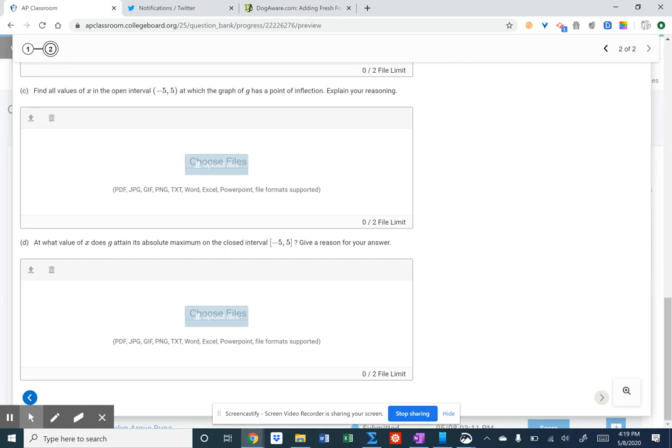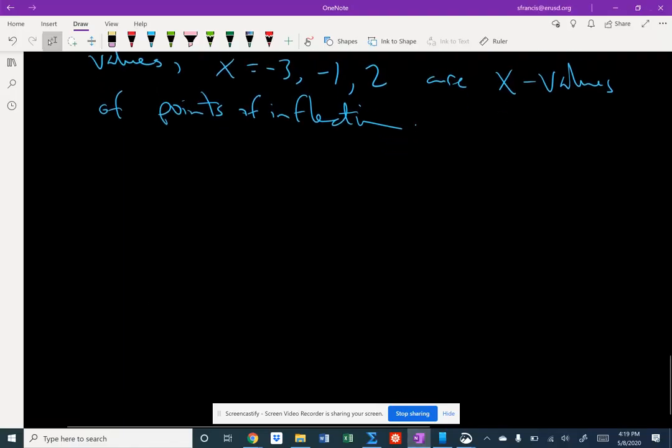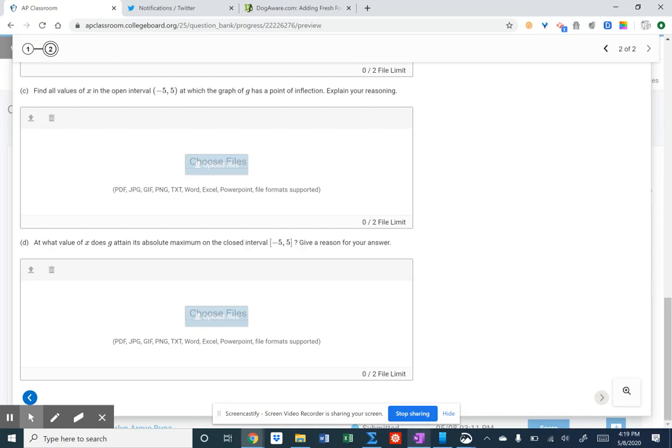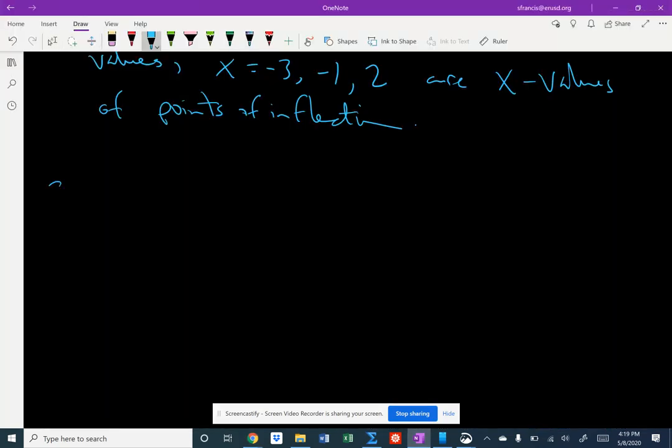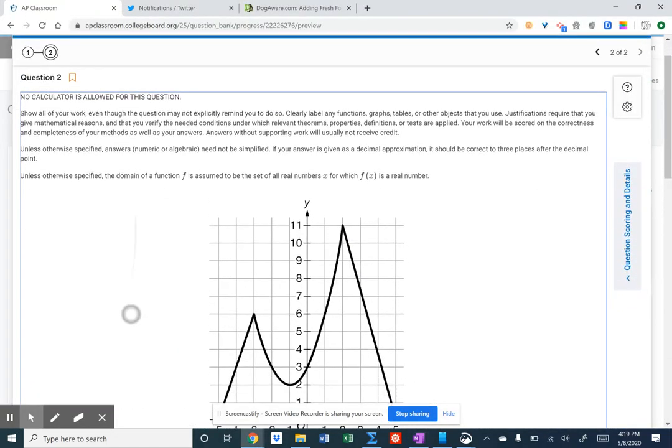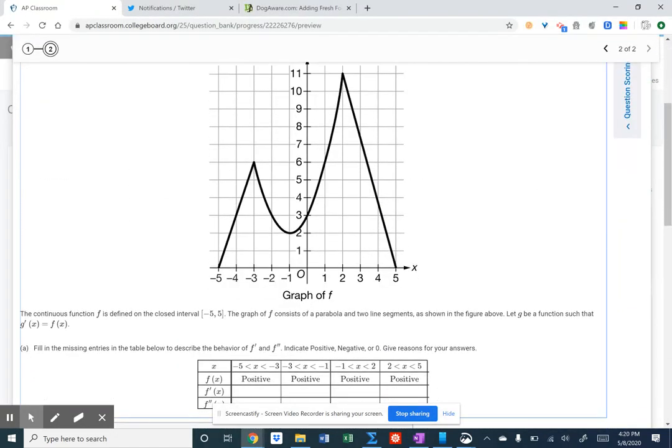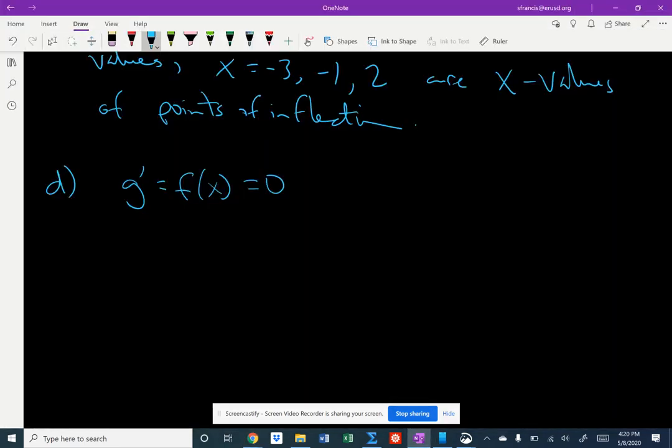So let's go take a look. We could use the closed interval method here. We need to find where g takes its maximum, so I need to find where g' or f is equal to 0. Where does f equal 0? Well, only at the endpoints. f doesn't equal 0 at any other point, so there are no critical numbers. That means I only have to test the endpoints.